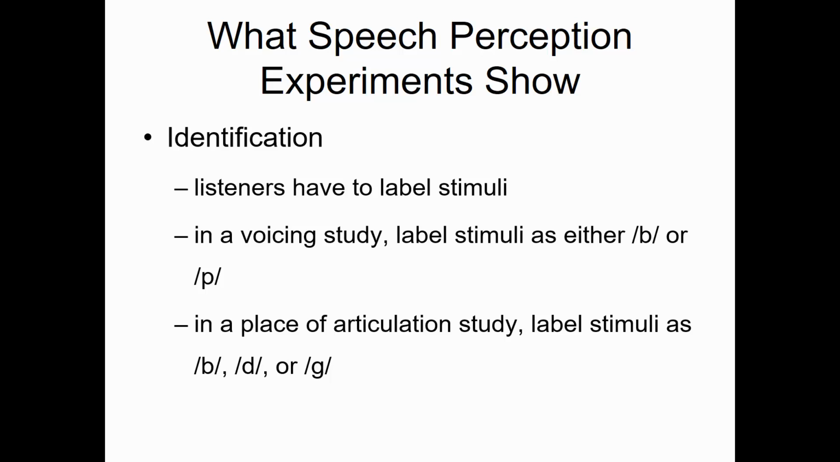Identification experiments, so just to put text to what I said, listeners have to label stimuli, and it's typically done with a small set of responses, often just two, and you're forced to choose among those responses. You don't get to say other. So in a voicing study, you might be asked to label stimuli as either the voiced variant B or the voiceless variant P. In a place of articulation study, you might be asked to label stimuli as B or D or G.